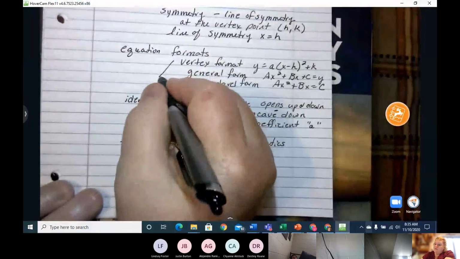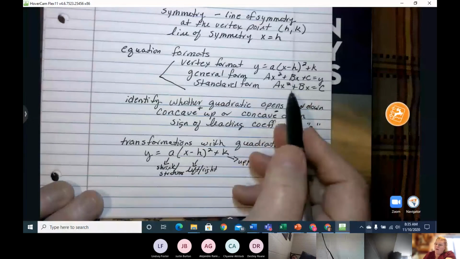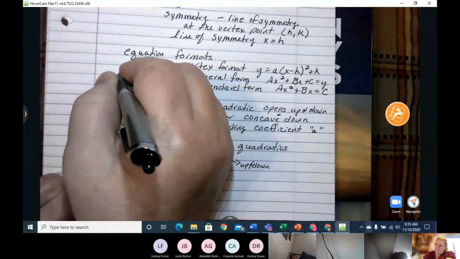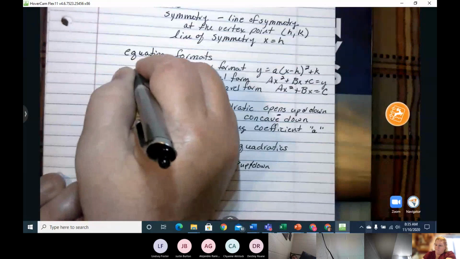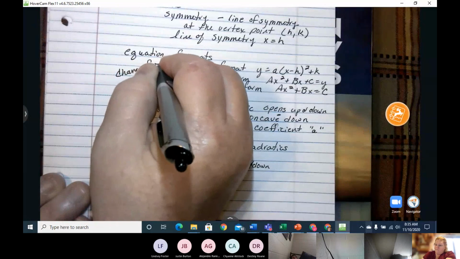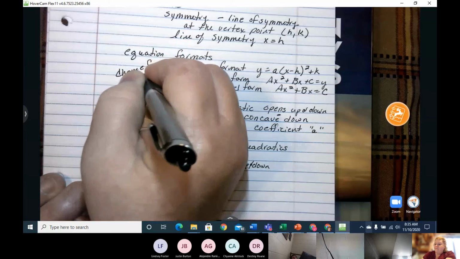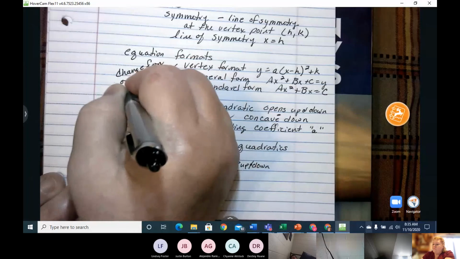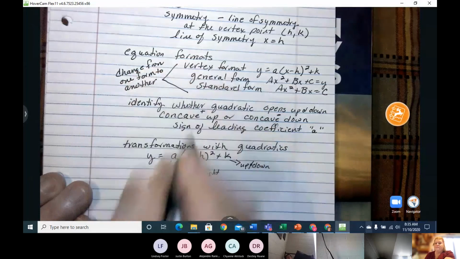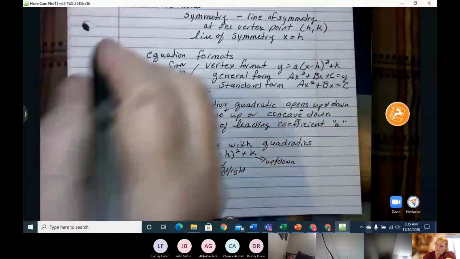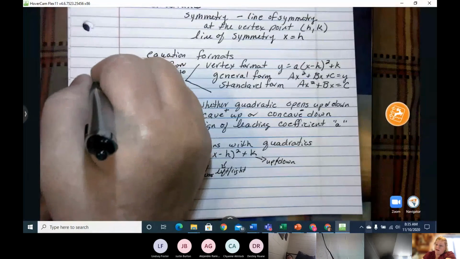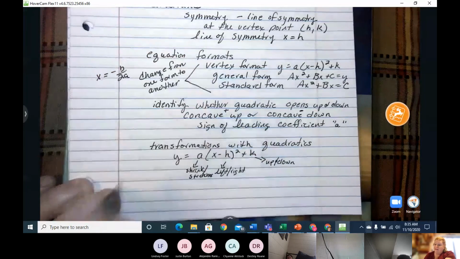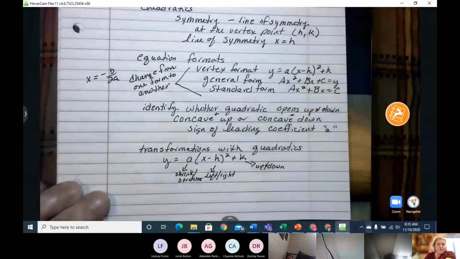You want to be able to change from one equation format to the other. And you want to be able to use that technique of x equals negative b over 2a to help you go from general to vertex form.